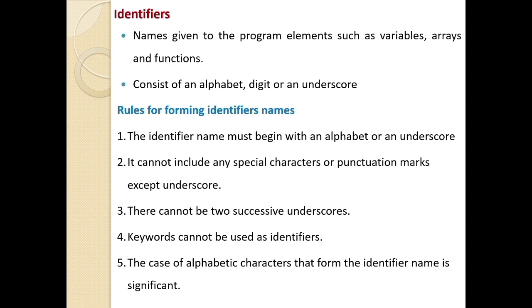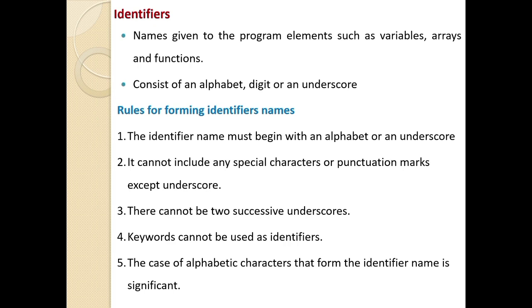Identifiers. These are names given to program elements such as variables or functions. They consist of alphabets, digits, or an underscore. Here are the rules for forming identifier names, and there are 5 rules. The identifier name must begin with an alphabet or an underscore. It should not begin with a number.